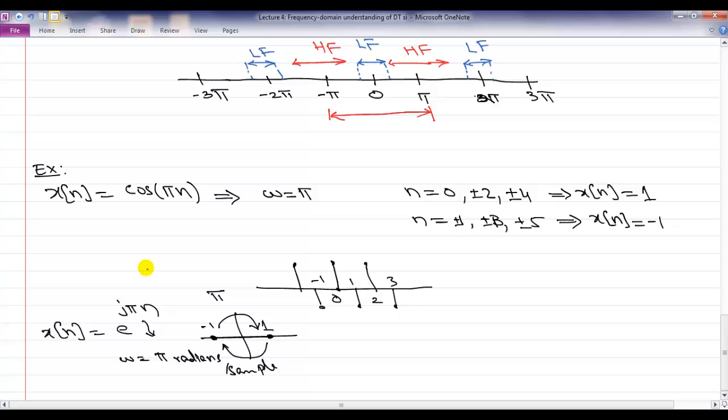But if you were to increase the frequency any bigger, if you were to say it's something bigger than pi, then what's going to happen is your next sample will be here, but that is equivalent to going in the negative direction with these many radians. Okay, so you can think of it in different ways to understand the concept of discrete frequencies.